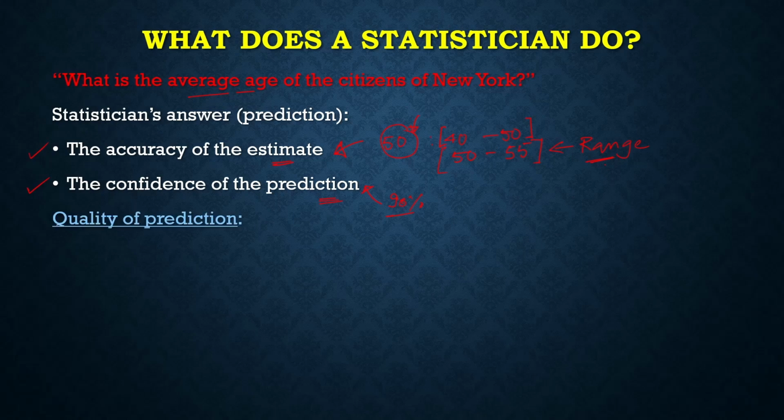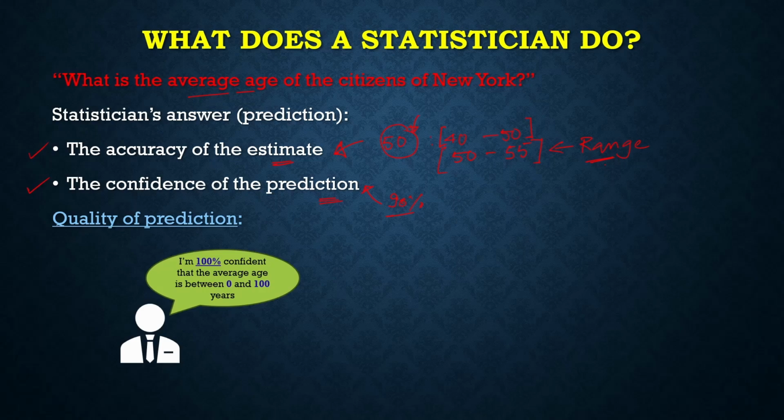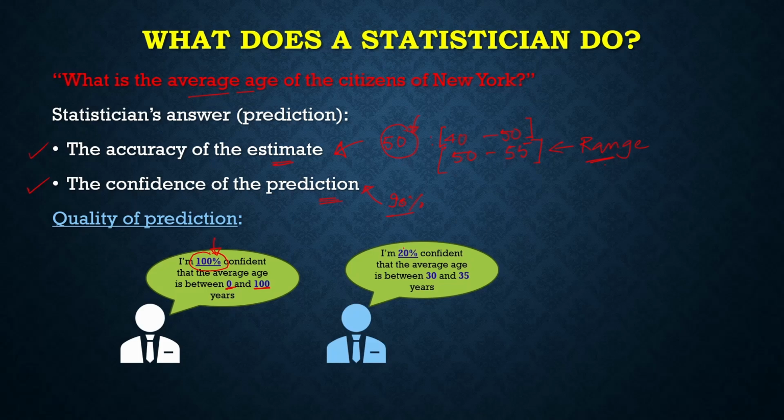So now let us understand this quality of prediction. For example, say there is a statistician. He is telling you that I am 100% confident that the average age is between 0 to 100 years. Can you imagine? He is 100% sure. But do you give any kind of value or worth to this type of statement? Even if he is 100% confident, any age you give will fall within 0 to 100. That's why he is 100% confident. So useless.